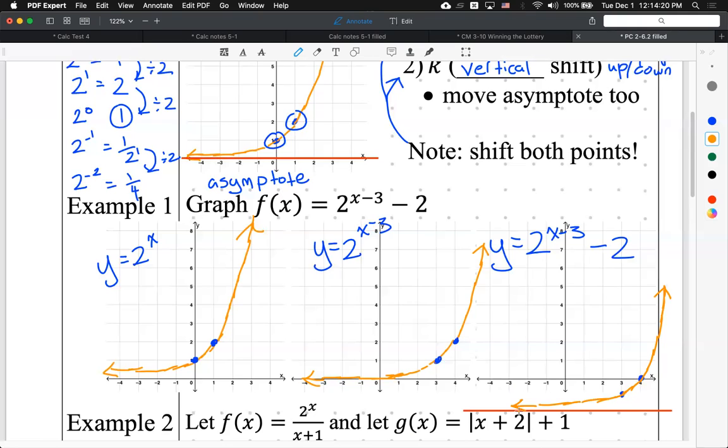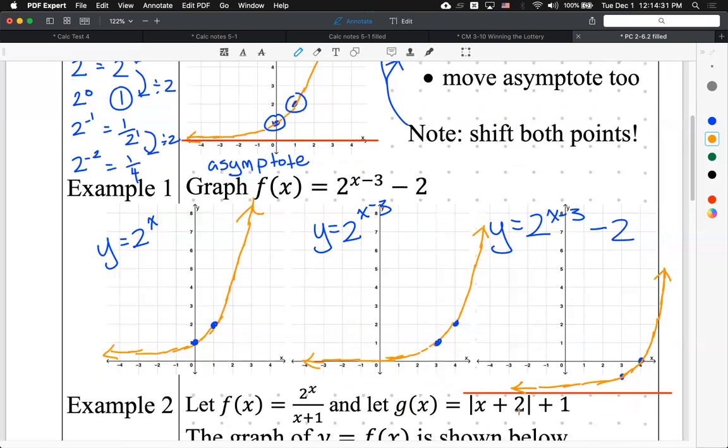Can everyone give me a fist of 5? How well are you following the exponential graphs so far? 3, 5, 4, 4, 5, 4, 4, 5, 3. All right. Does anyone have any questions before we move on to the examples?